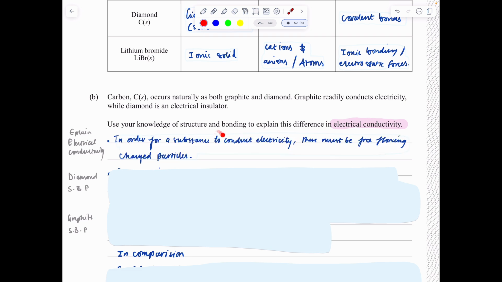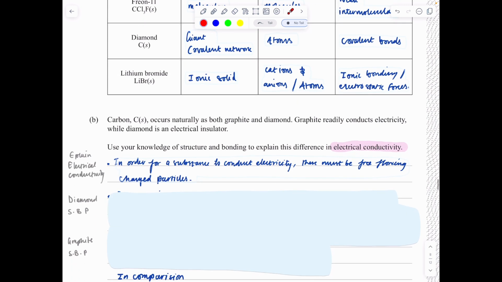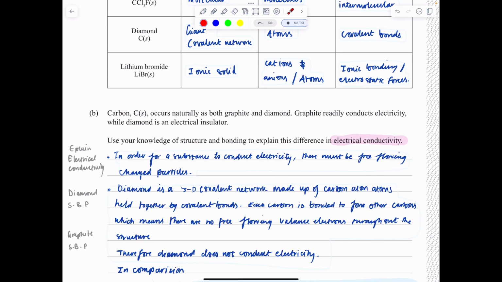So, in order for a substance to conduct electricity, you should know that there must be free-flowing charged particles, okay? If there are no free-flowing charges, that means electricity cannot be conducted. Okay, so diamond, let's first look at diamond and talk about its electrical conductivity. But before we talk about its electrical conductivity, we need to talk about its structure and the bonding that occurs in it. So which is why this table comes in handy, because we can talk about its structure in more depth, and we can talk about the bonding that occurs between what it's made out of. So diamond is made out of carbons, okay, and it's a 3D covalent network made up of carbon atoms.